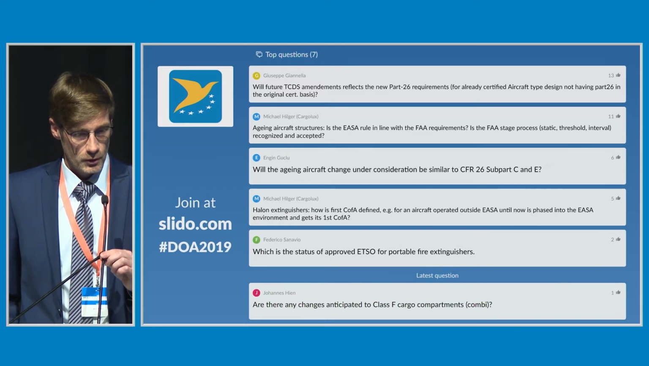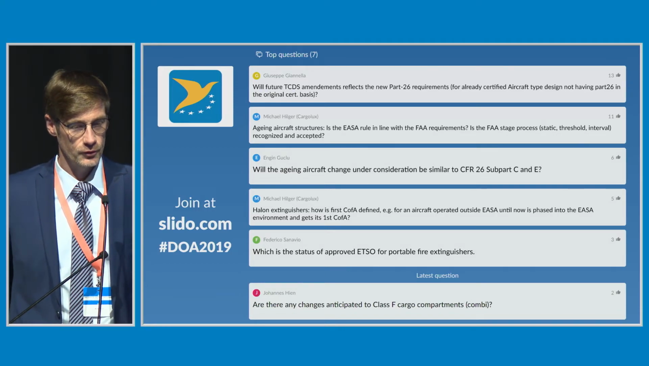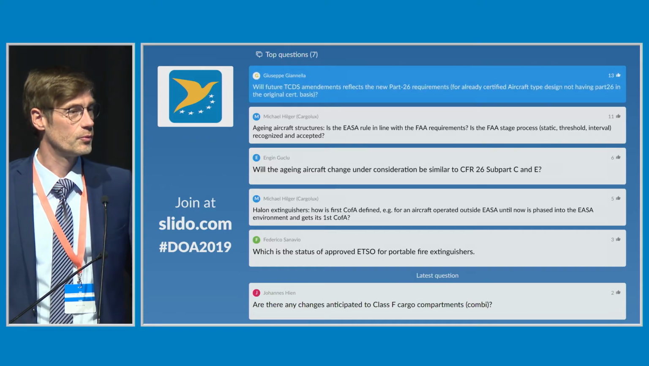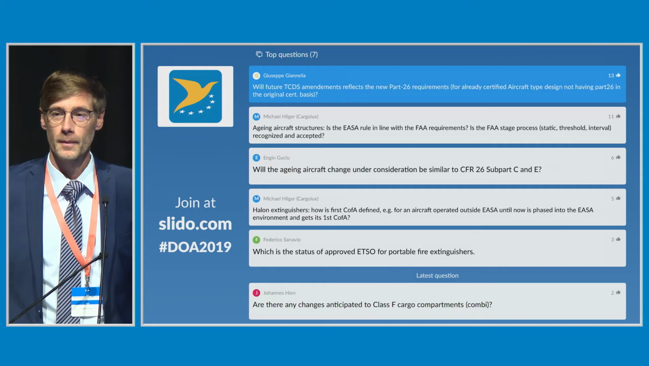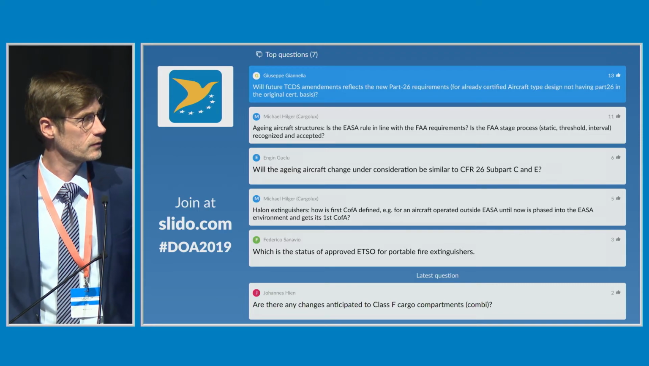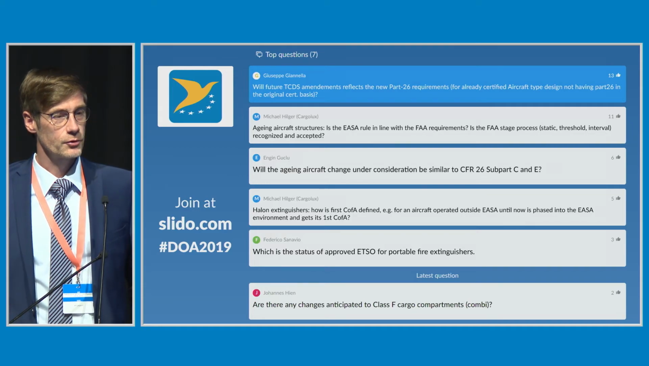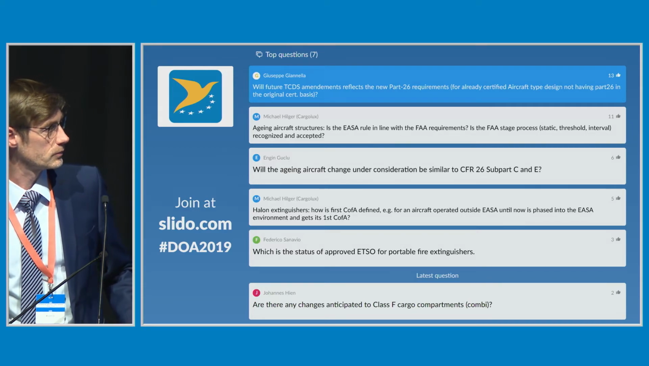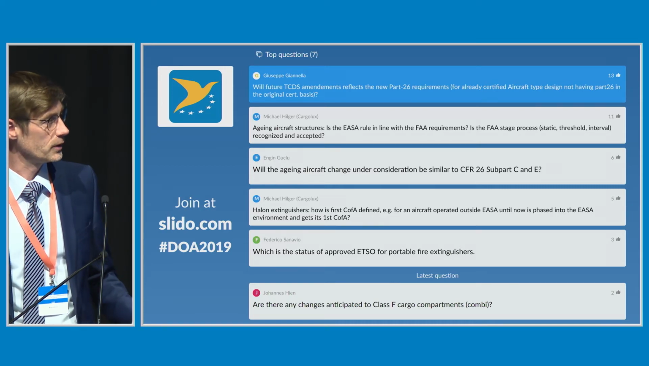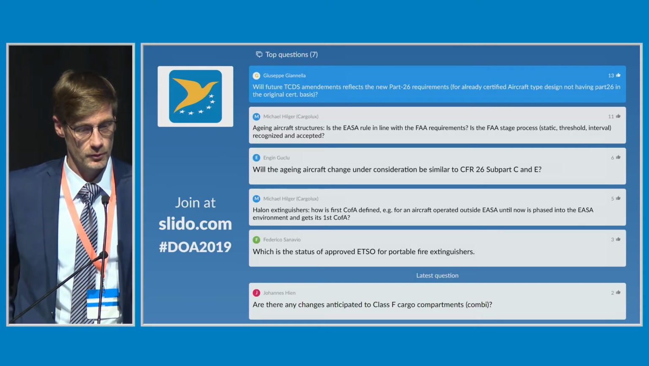Will future TCDS amendments reflect the new Part 26 requirements? That question I have to pass on. Do we have a chief PCM in the room? Does any one of my colleagues know whether this will be reflected in the TCDS, in case this will lead to a change approval? I think the answer is no. It will not be reflected. Will not be? Okay. But then we will reply to that specifically after the workshop.